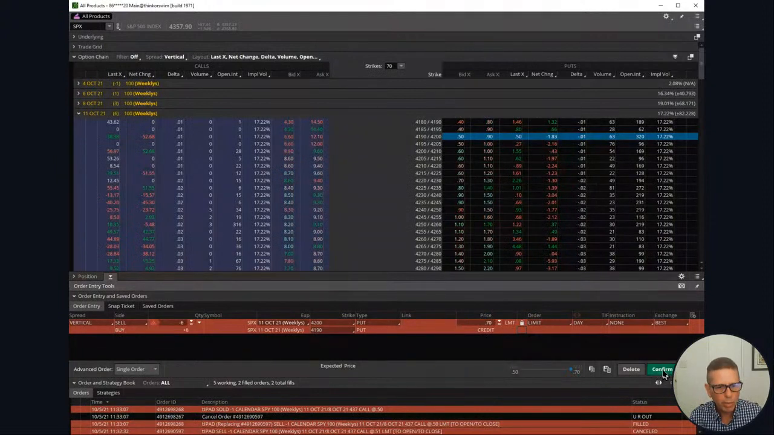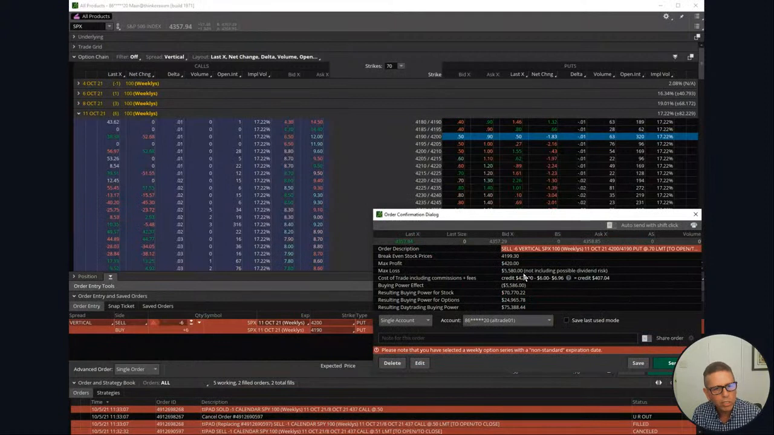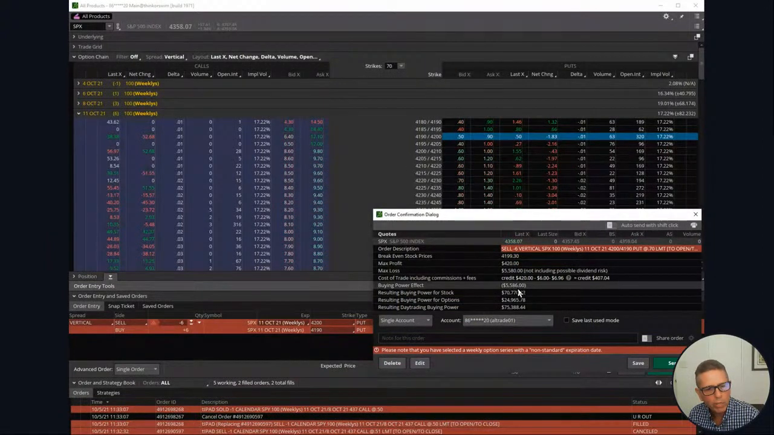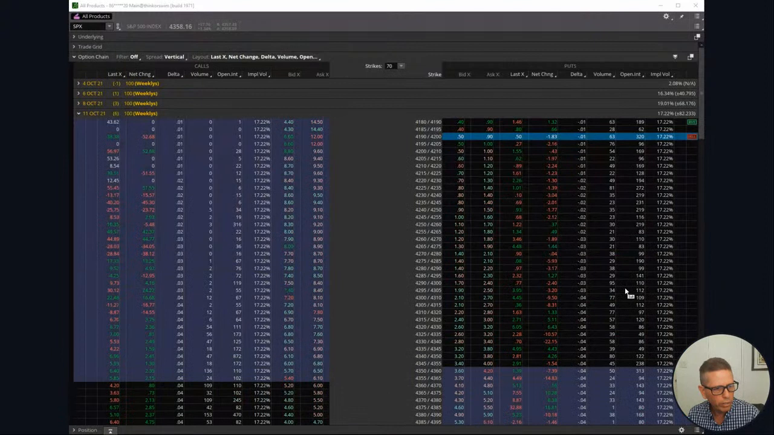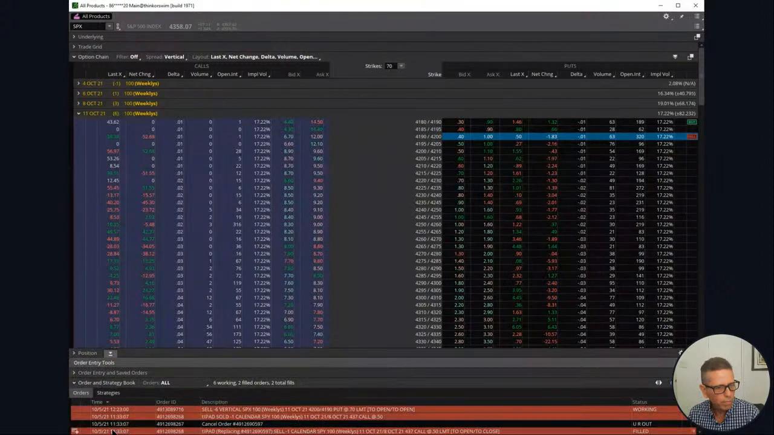All right. So I'm going to place the trade. So you can see here now that the buying power effect is $5,500 because it subtracts the credit that I'm getting. I'm going to send it, but I have a feeling it's not going to fill. So we're going to wait here a second. So it's a working position now. It's 70.